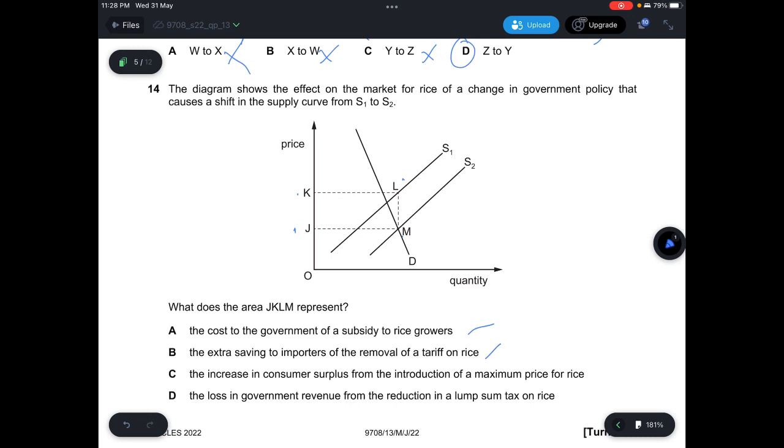B says the extra saving to importers of the removal of a tariff on rice, which is not correct. It doesn't measure the extra saving to importers. And C, the increase in consumer surplus, which is not correct. If you want to calculate the increase in consumer surplus, it should be from a point somewhere here, and then to point M, which would be something like this, but not the entire area. And D says the loss in government revenue from the reduction in the lump sum tax on rice, which is not correct. So answer is A.